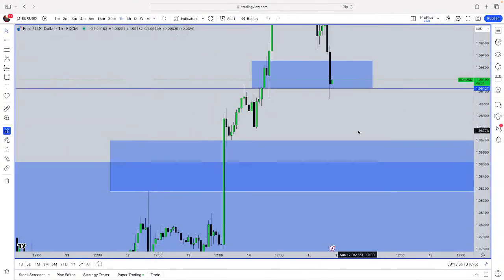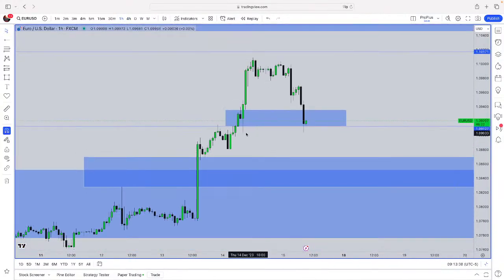Let's have a look at the 1 hour. So 1 hour, the sell side that's been taken there. There's also an order block here. Again, hasn't tapped to the body, but it has tapped into the high or the wick.